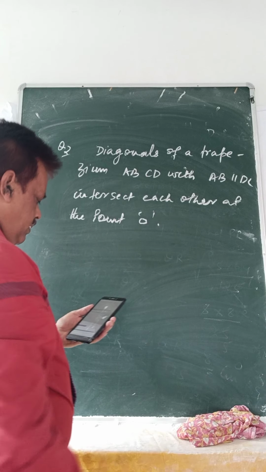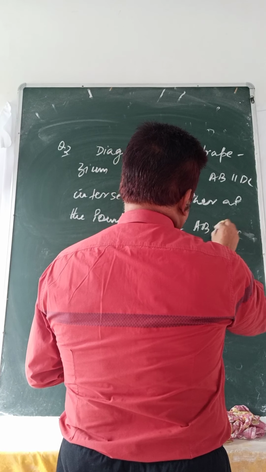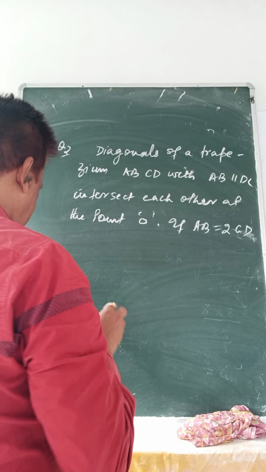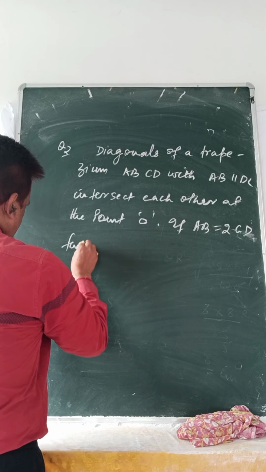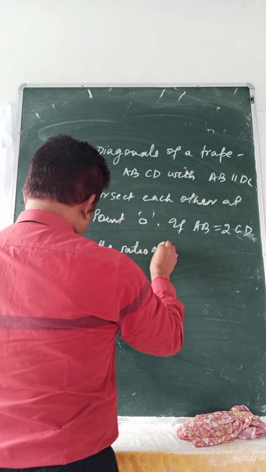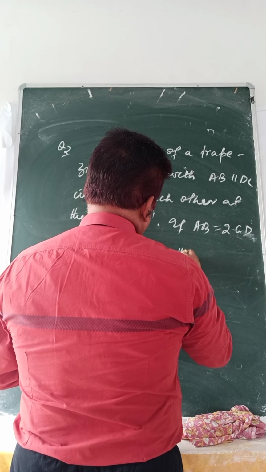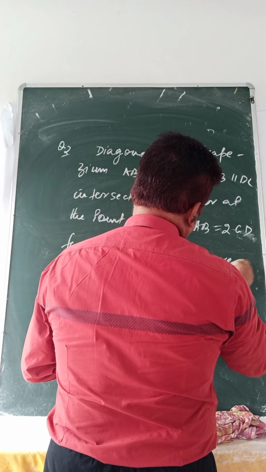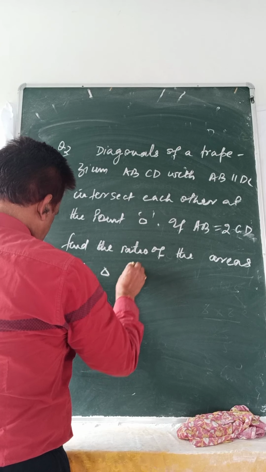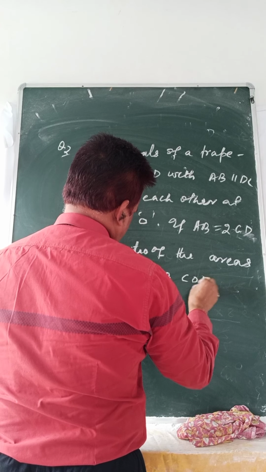Okay. If AB equals 2CD, find the ratio of the areas of triangle AOB and COD.